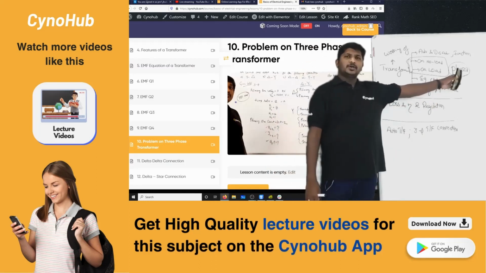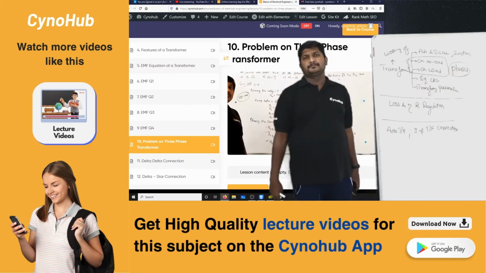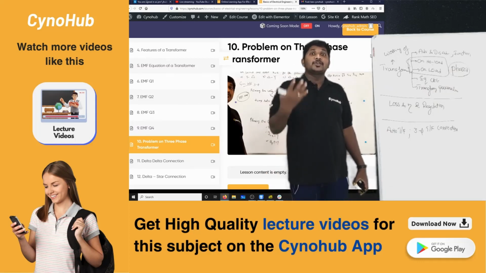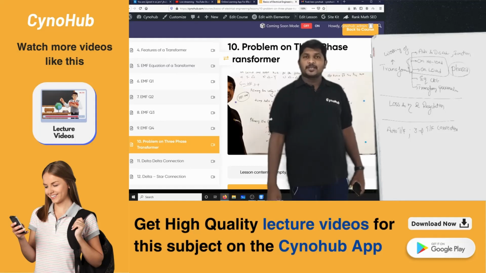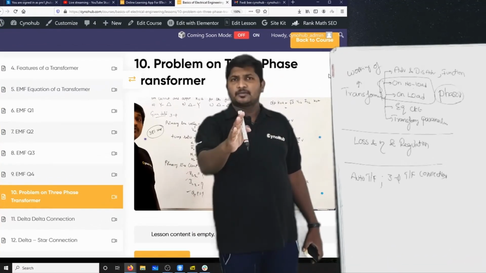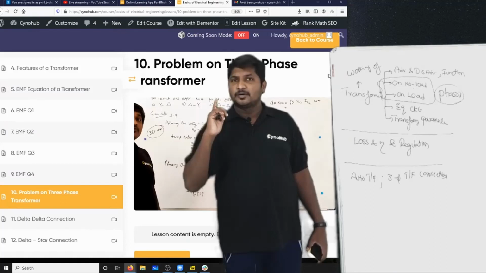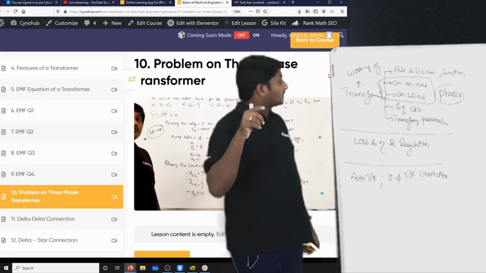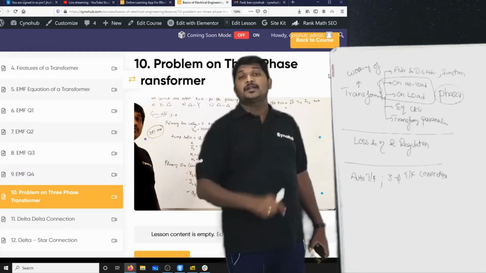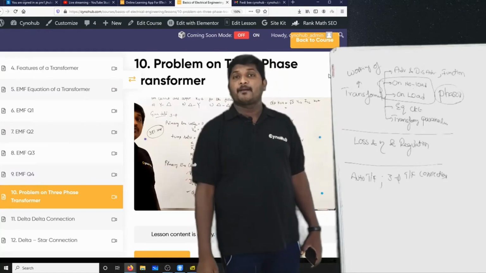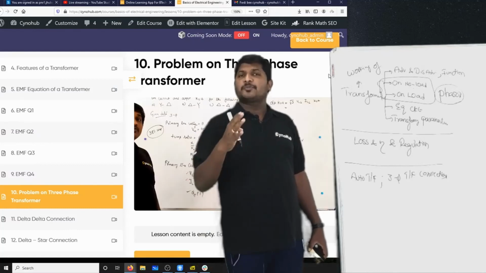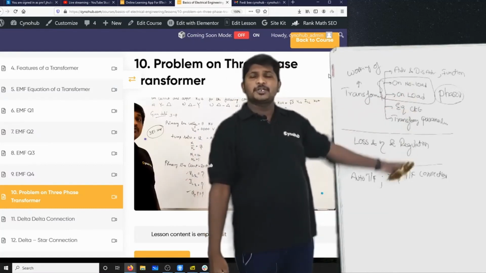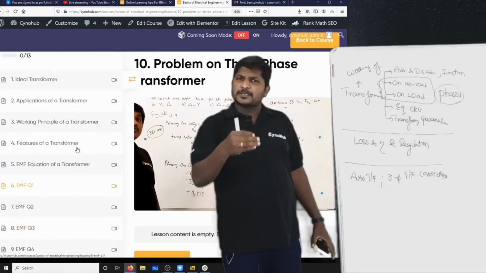Most of you have doubt how to draw a phasor diagram. So many lines, so many angles, so many notations. Okay, so don't worry. Cynohub is here. They will make an easy way to understand. So just open Cynohub and go to no load operation and load operation. I've explained step by step.